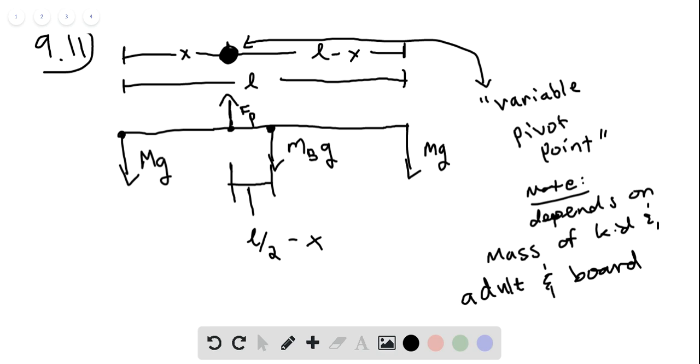So here is our free body diagram. And if we look, we can see that we have the 75 kilogram adult sitting at the left end. So let's call big M 75 kilograms here, little m 25 kilograms.